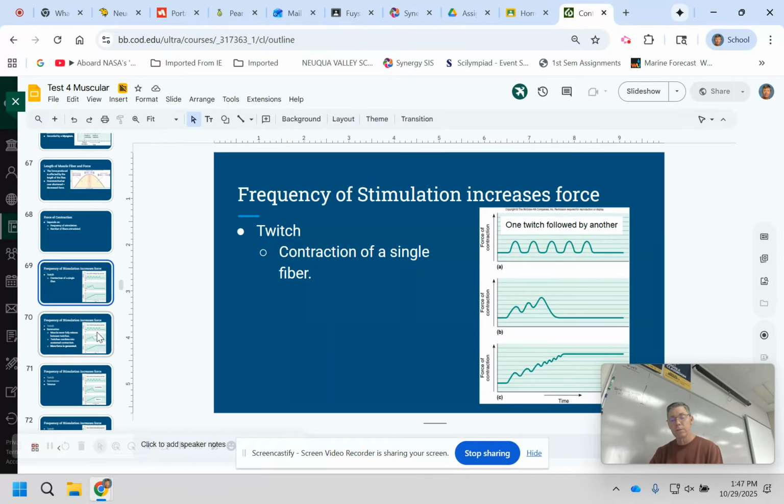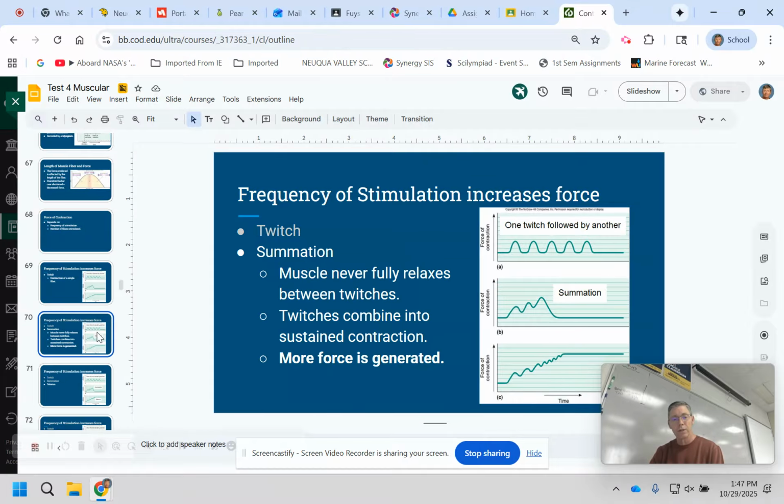You can look into some of this here, talking about summation and twitches. And this is about how each muscle fiber can generate more force if the frequency of stimulation is faster, because of what I just said. So if I contract a single muscle fiber, that's called a twitch. After it contracts, it relaxes, right? And if there's enough time during that relaxation phase for all of the calcium to be pumped by ATP back into the sarcoplasmic reticulum, you'll see like the top image there.